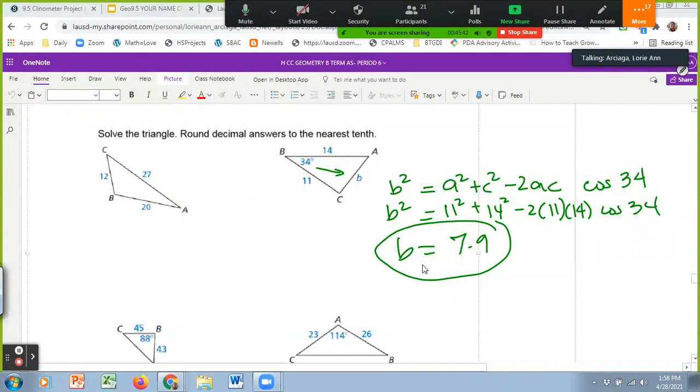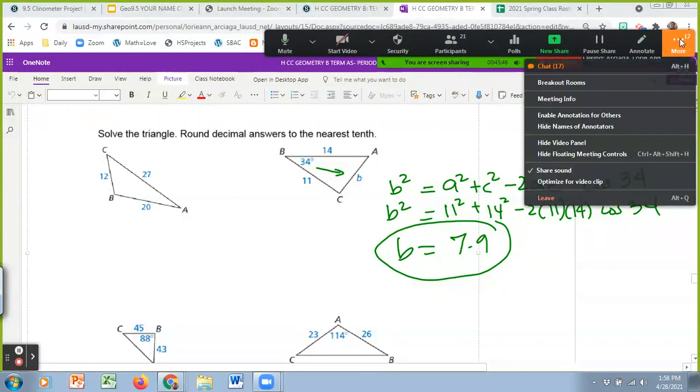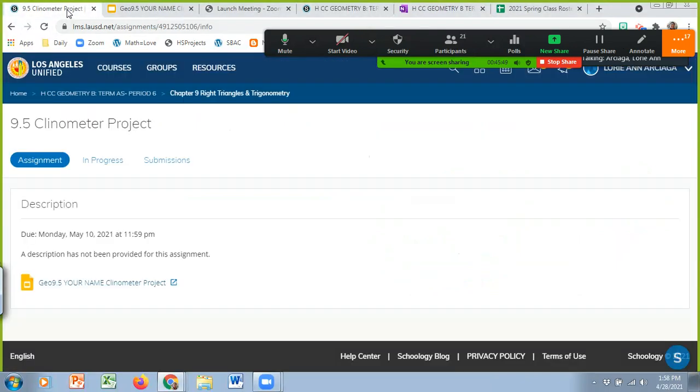I can already see you don't like cosine law, huh? Because the chat is a little quiet. Okay, well, let's go straight to Schoology.